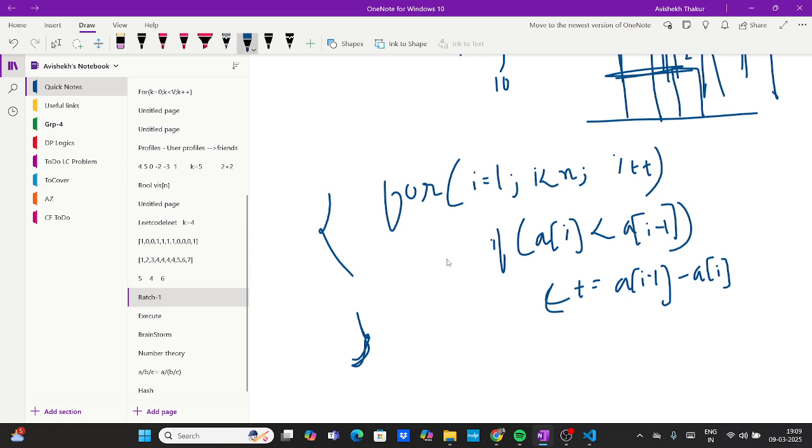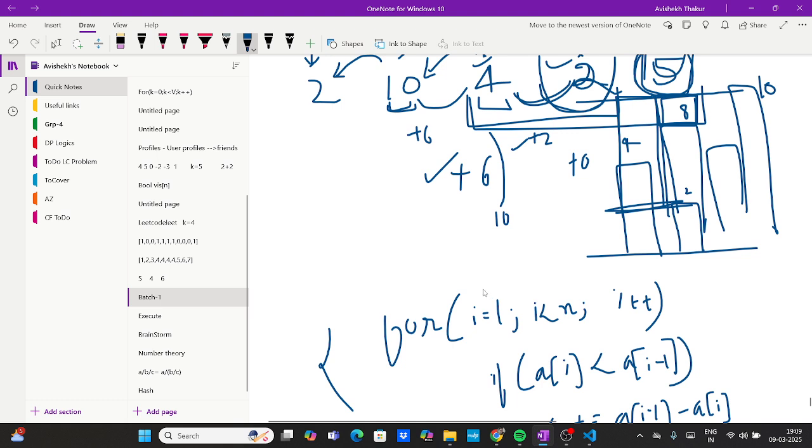Can you scroll a little bit down? Okay, clear? Yes, sir. Yeah, this is not a segment tree problem. I thought that's a segment tree one, but okay, let it be.